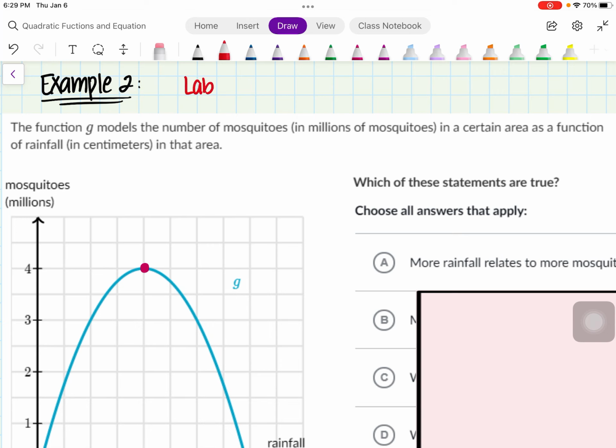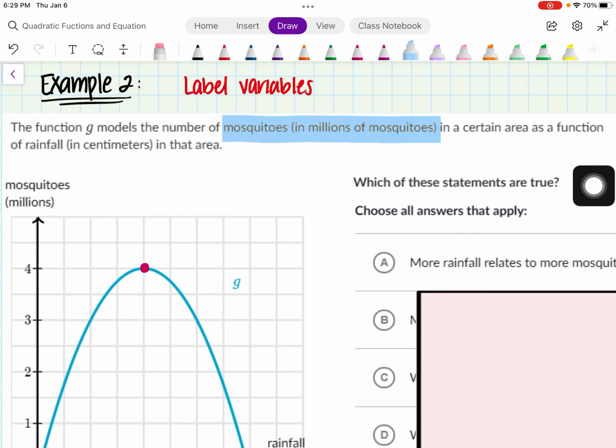Once again, guys, whenever you're working with these word problems, you first want to go ahead and label your variables. So we want to go ahead and identify which one's x, which one's y. So let's go ahead and take a look at our units of measure here. Starting off, it's mosquitoes in millions. And then we have rainfall in centimeters.